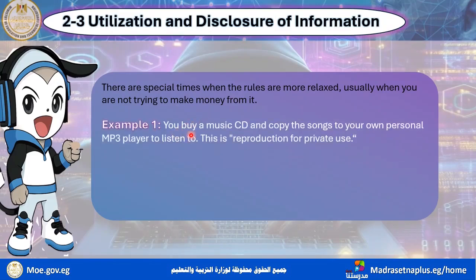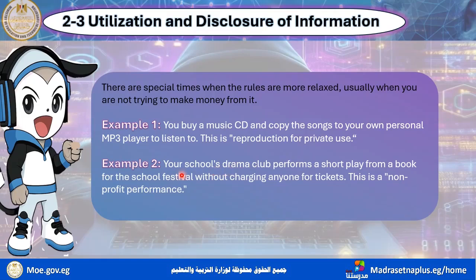For example, you buy a music CD and copy the songs to your own personal MP3 player to listen to. This is reproduction for private use. You don't steal it, you buy it, and you copy the songs to your phone, your tablet, your computer, and so on, just to listen to them. Example 2, your school's drama club performs a short play from a book for the school festival without charging anyone for tickets. This is a non-profit performance.